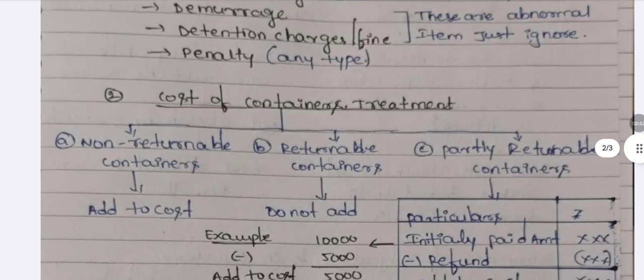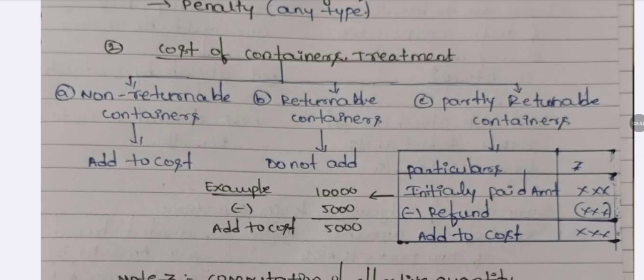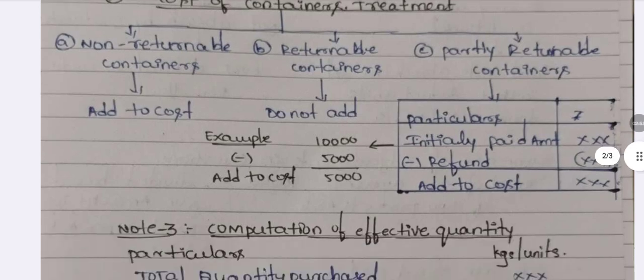Then cost of container treatment. There are three types of treatment in this case. The first is non-returnable containers. In case of non-returnable containers, you should add the cost of the container to the purchase price. In case of returnable containers, you should not add, because once we deposit, the total amount will be refunded. Then the third case is partly returnable containers. For example, we deposit 10,000 but refund only 5,000, then the remaining portion should be added to the purchase price. I have given this clearly.